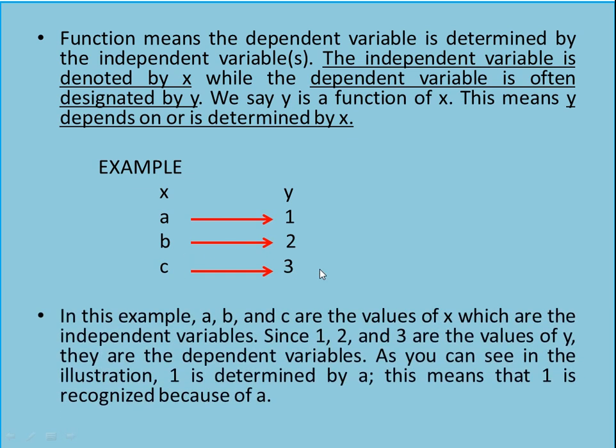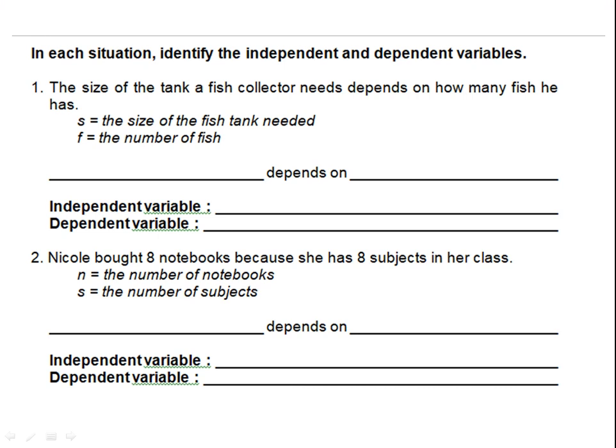In this example, A, B, and C are the values of x, which are the independent variables. Since 1, 2, and 3 are the values of y, they are the dependent variables. As you can see in the illustration, 1 is determined by A. This means that 1 is recognized because of A. Nagkaroon ka ng 1 dahil kay A. Okay? So, let us try to answer this.